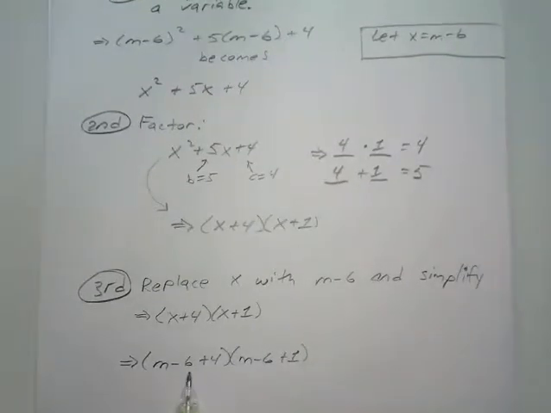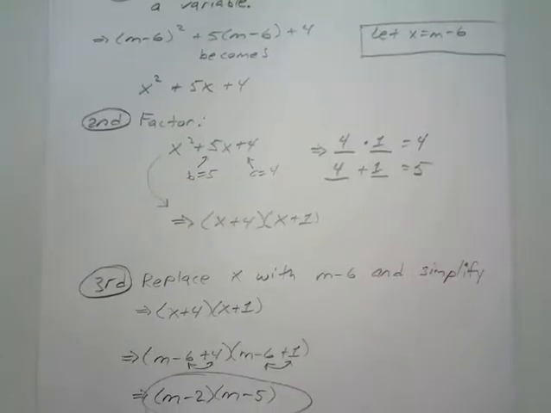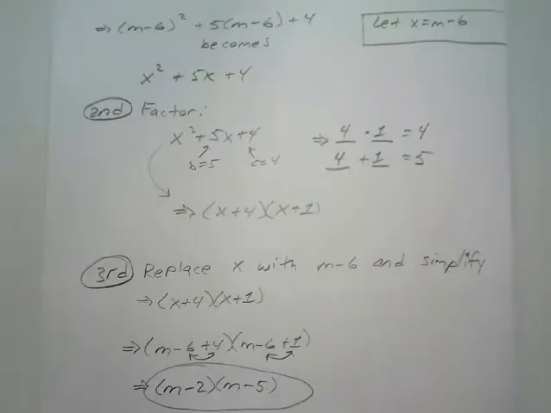Now we just go ahead and combine those. Negative 6 plus 4 is negative 2, so that becomes m minus 2. And negative 6 plus 1 is negative 5, so you have m minus 5. So that would be your factored answer. So, 3 steps.